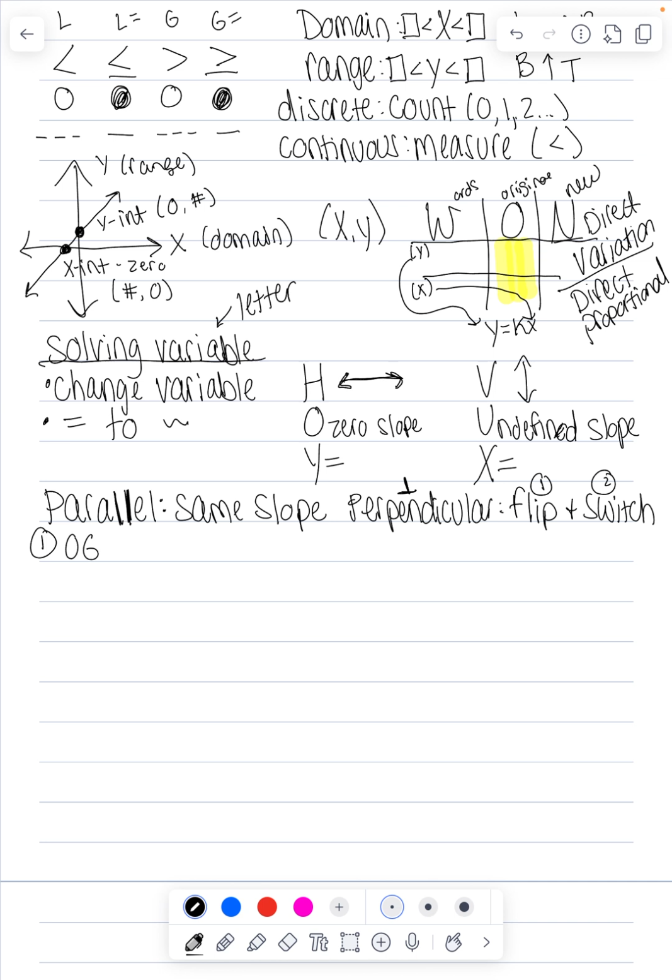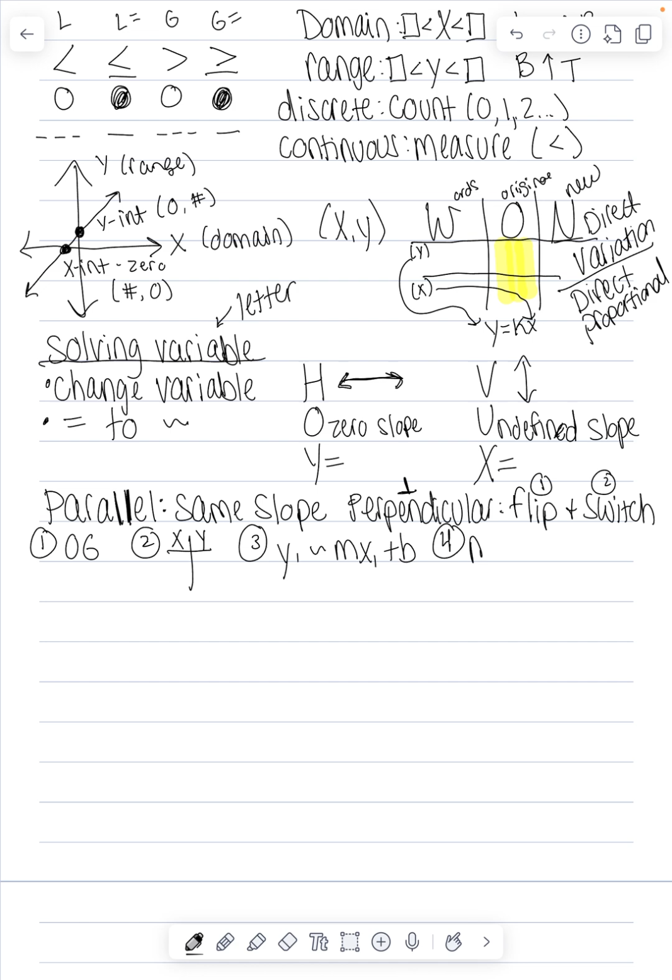So we have our OG, our original equation. Our second step is to put in whatever point they're telling us it passes through. Our third step is y1 equals mx1 plus b. And then our fourth step is to put in whatever slope, so our parallel slope or the perpendicular slope.